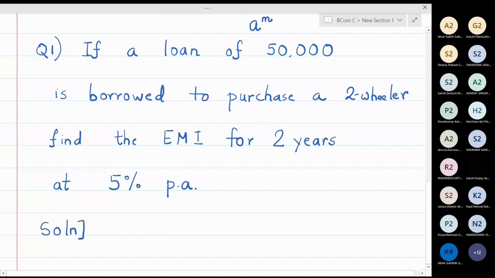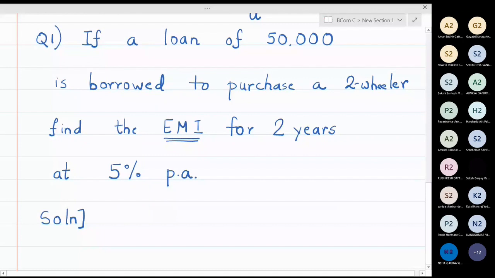So what is the loan amount here? The loan amount is 50,000. What is the period? The period is 2 years. What is the rate of interest? 5%. And we want to find the EMI. So how much money do I have to pay every month to the bank so that this loan will become nil? Okay, so I will write the principal now. P is called the loan amount. By the above formula, P is the loan amount, which is 50,000.